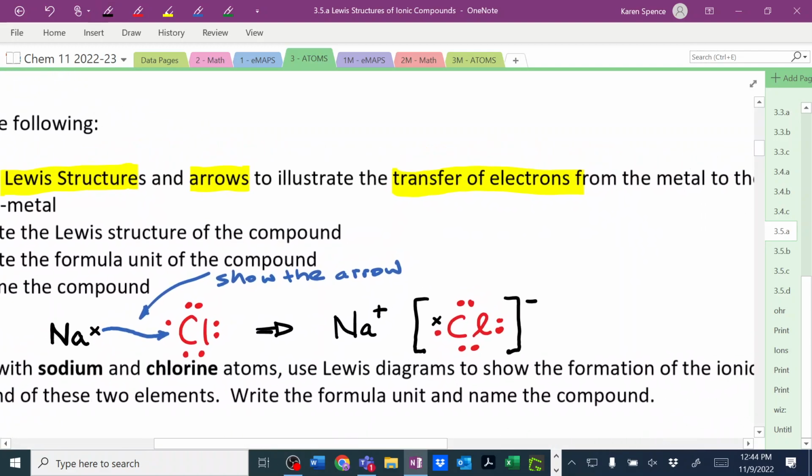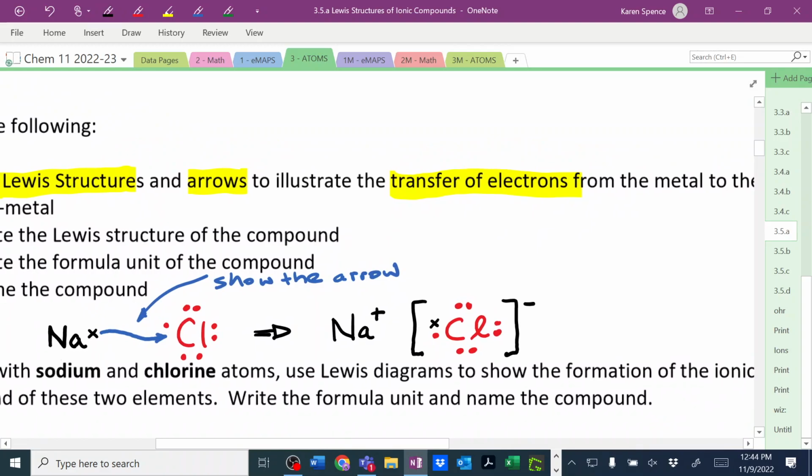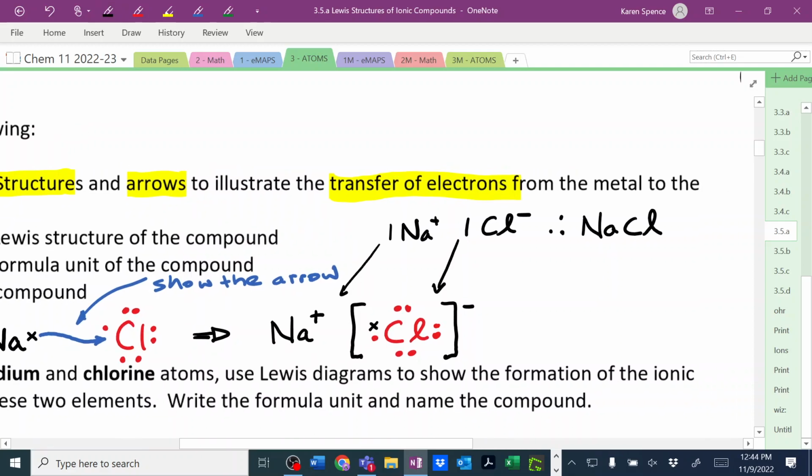So now that we have that compound, we're going to write the formula unit of the compound, which is just the formula of the compound. And we know that it's NaCl, but the reason that we know it's NaCl is because we have one Na here, and we have one Cl minus, and therefore we have NaCl. And the name, of course, we would say, oh, we have sodium chloride.